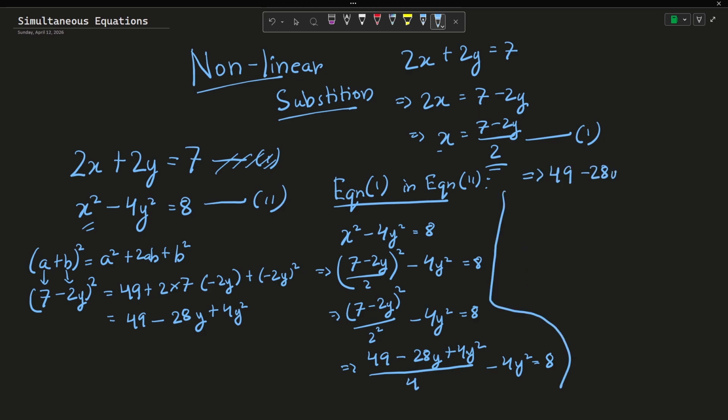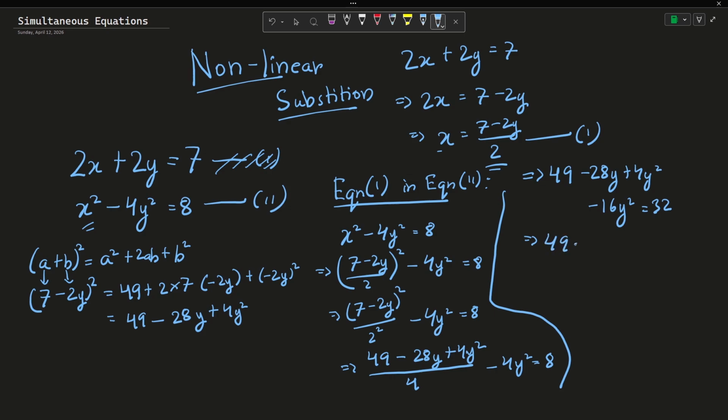49 minus 28y plus 4y squared. I have to go down. Minus 16y squared is equal to 4 times 8, which is 32. By the way, this is part of the equation, I just didn't have enough space. And do not forget to also multiply both sides of the equation. Some people make mistakes where they only multiply one side but forget to multiply the other side. So now we just have to simplify this.